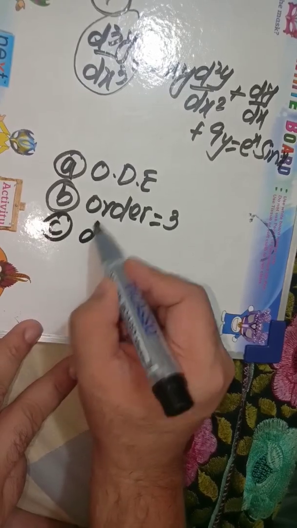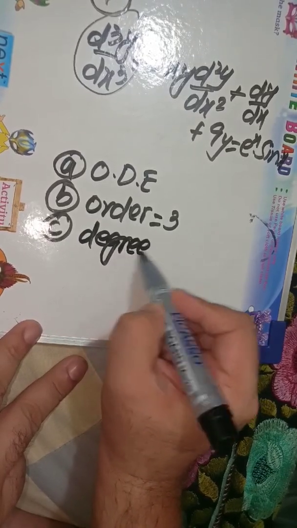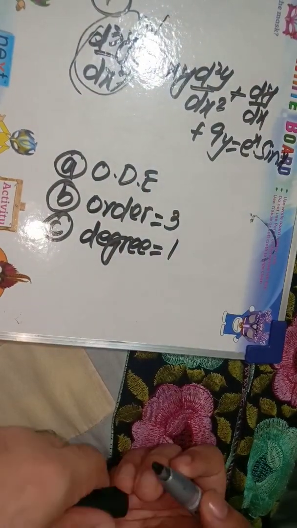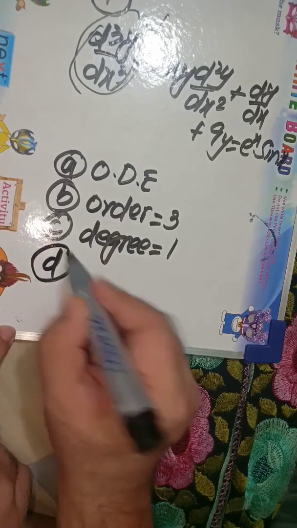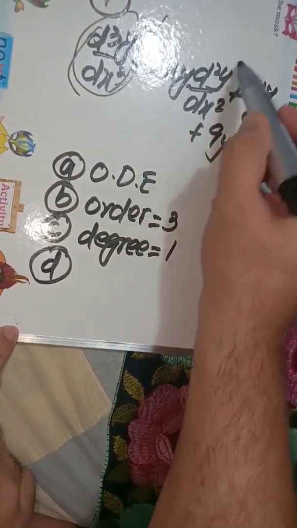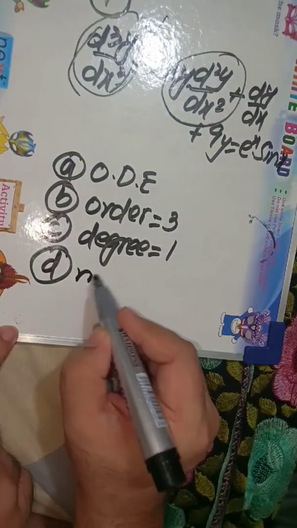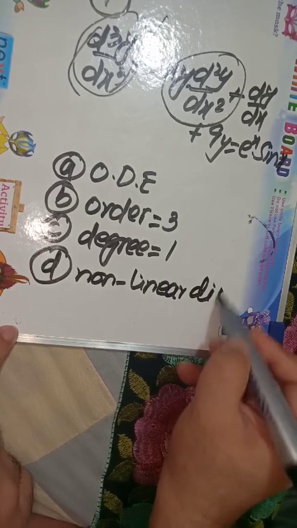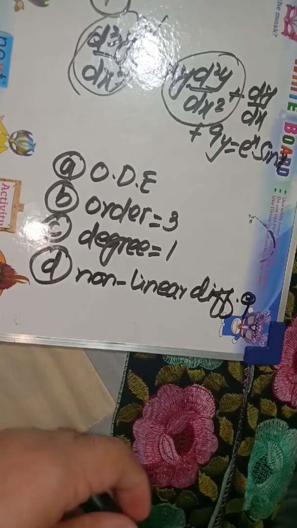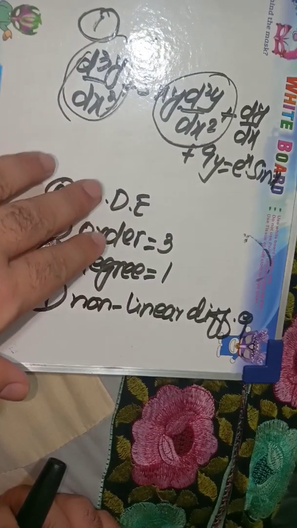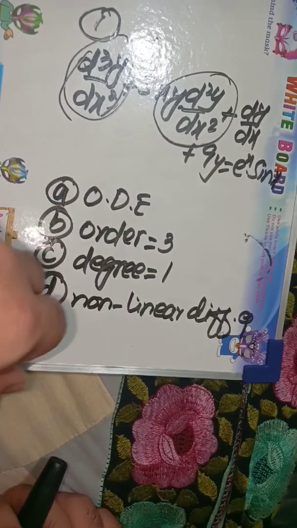Third, what is the degree of this differential equation? The degree is 1, because the highest order derivative has power 1. Then, whether it is a linear or non-linear differential equation. Obviously y multiplied by this shows that it is a non-linear differential equation. So now you can classify any kind of ordinary differential equation by these four terminologies.